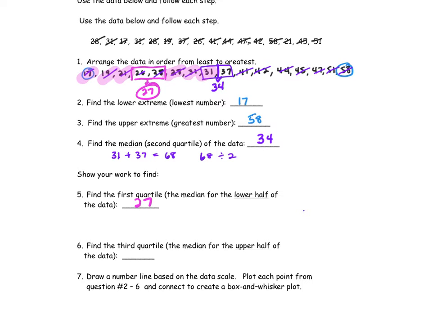And we're going to do the same thing with the second half of the data. And we're going from 37 to 58. So we're going to cross off 1 from each side till we get to the middle.